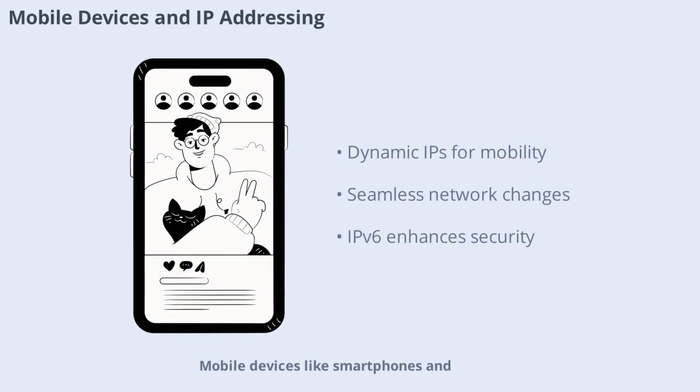Mobile devices like smartphones and tablets often move between different networks. They use dynamic IP addresses assigned by DHCP, making it easy to connect wherever they go. IPv6 is especially important for mobile devices as it supports seamless connectivity and better security.